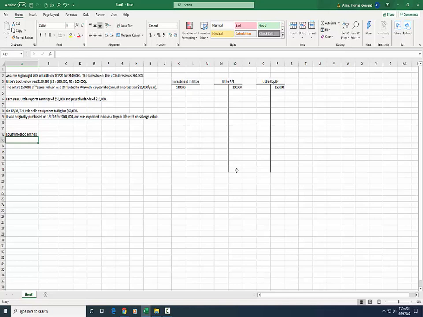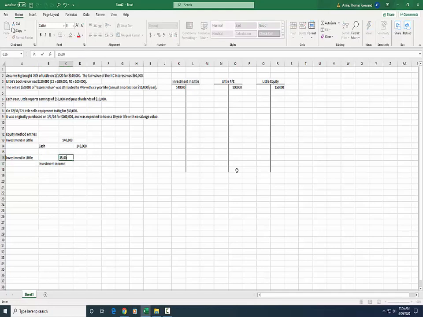So what do we have? We have our acquisition. Assume it's a cash purchase. We have our income. Now, we have two things that affect our investment income. First, we get our share of the reported earnings. The reported earnings are $50,000. Our share of that is $35,000. So that increases our investment, and that's our investment income.